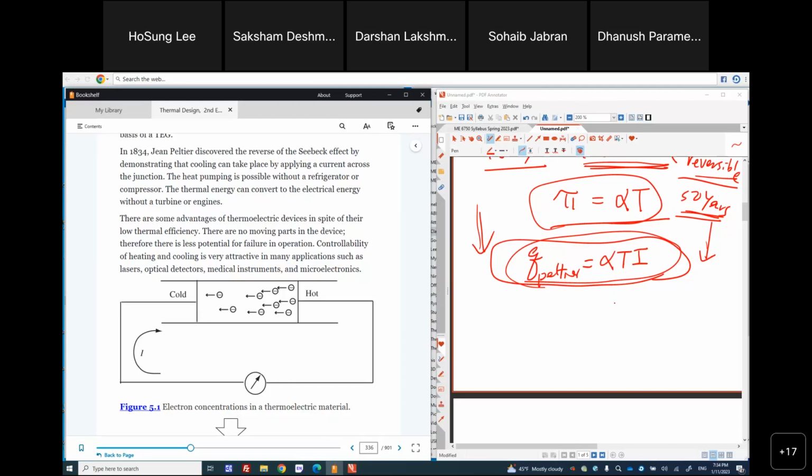Okay, now, the question is, what's going on? Equation is equation, and what's going on? And I try to use this kind of figure. Suppose we have any material. One side is cold, the other side is hot.